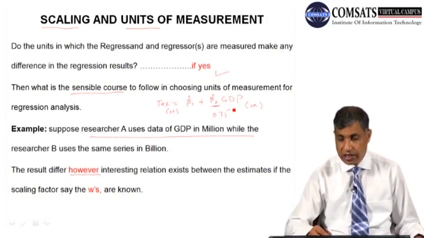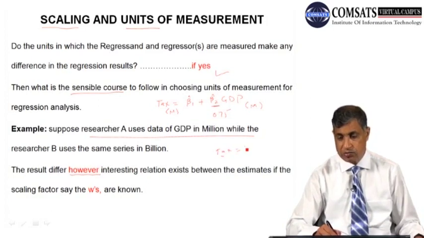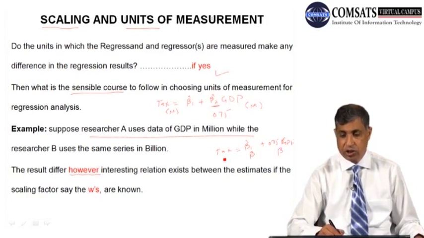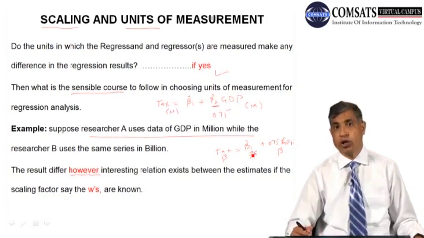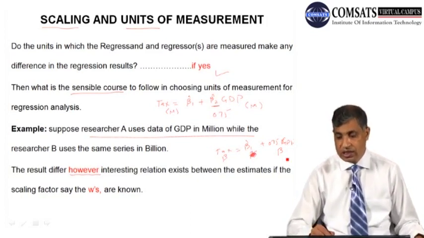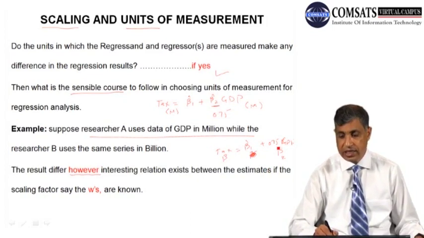Now let me take it again: this is the tax, and this is beta 1 hat plus 0.75 times GDP, and I say that it is in billion. This is also in billion, this is billion. It has no meaning to say that it is billion, because now it is not a variable. So what is this here? Beta 2 hat is here.